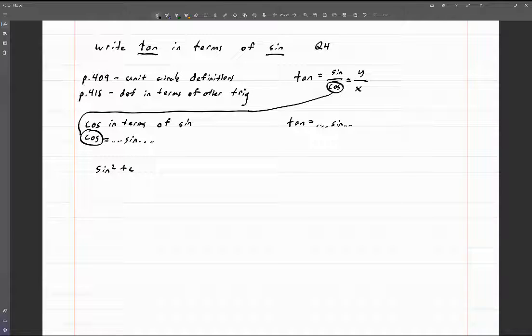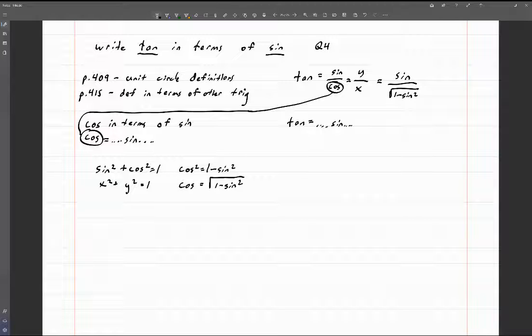Sine squared plus cosine squared equals 1, which comes from the unit circle definition, the equation for the unit circle of x squared plus y squared equals 1. It's a circle centered at 0, 0 with a radius of 1. So we could take this equation and solve for cosine. So cosine squared equals 1 minus sine squared. Cosine equals the square root of 1 minus sine squared. And now we can substitute that up here. So now we have tangent is equal to sine over the square root of 1 minus sine squared.